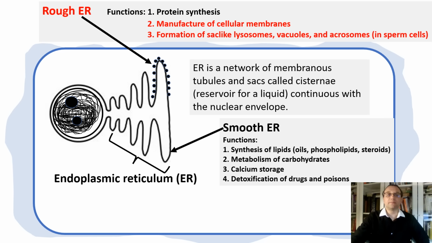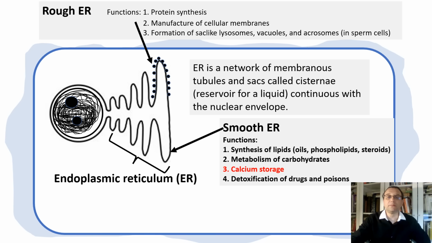Smooth ER is primarily found in cells that synthesize, secrete, or store carbohydrates, steroid hormones, lipids, or other non-protein products. Skeletal and cardiac muscles contain an extensive network of smooth ER that stores calcium and releases it to trigger muscle contraction. Calcium is the final go signal for muscle contraction.